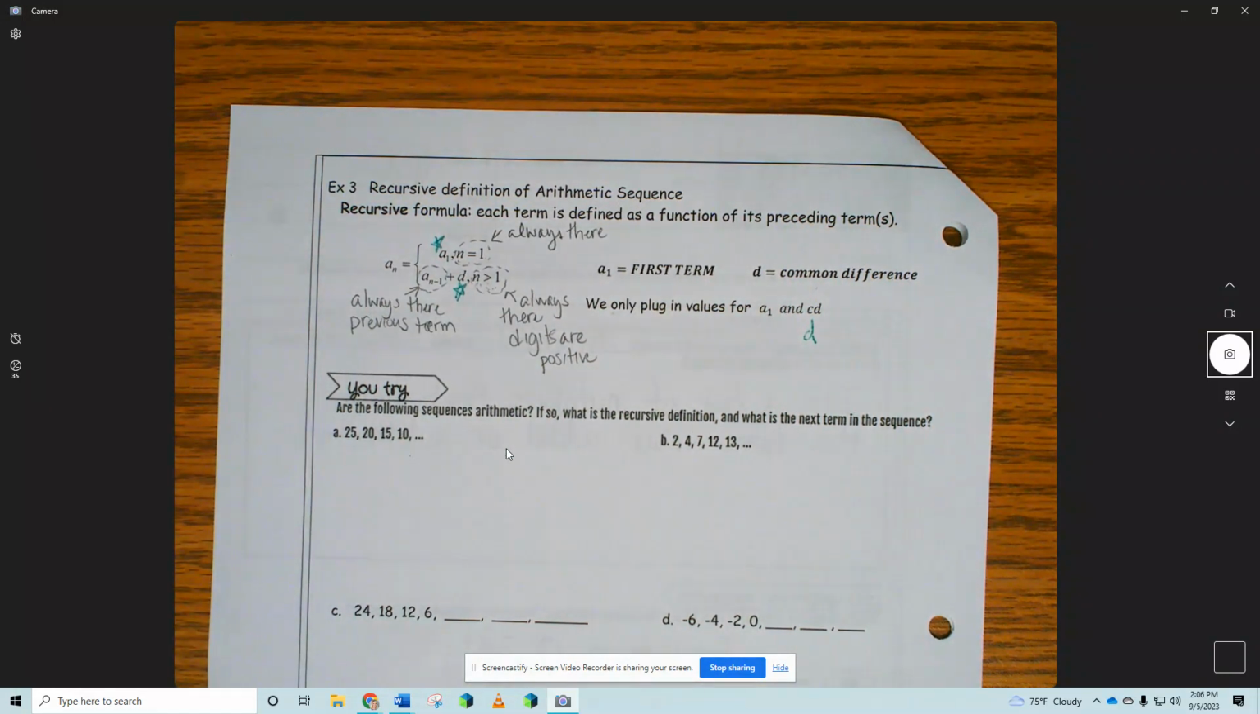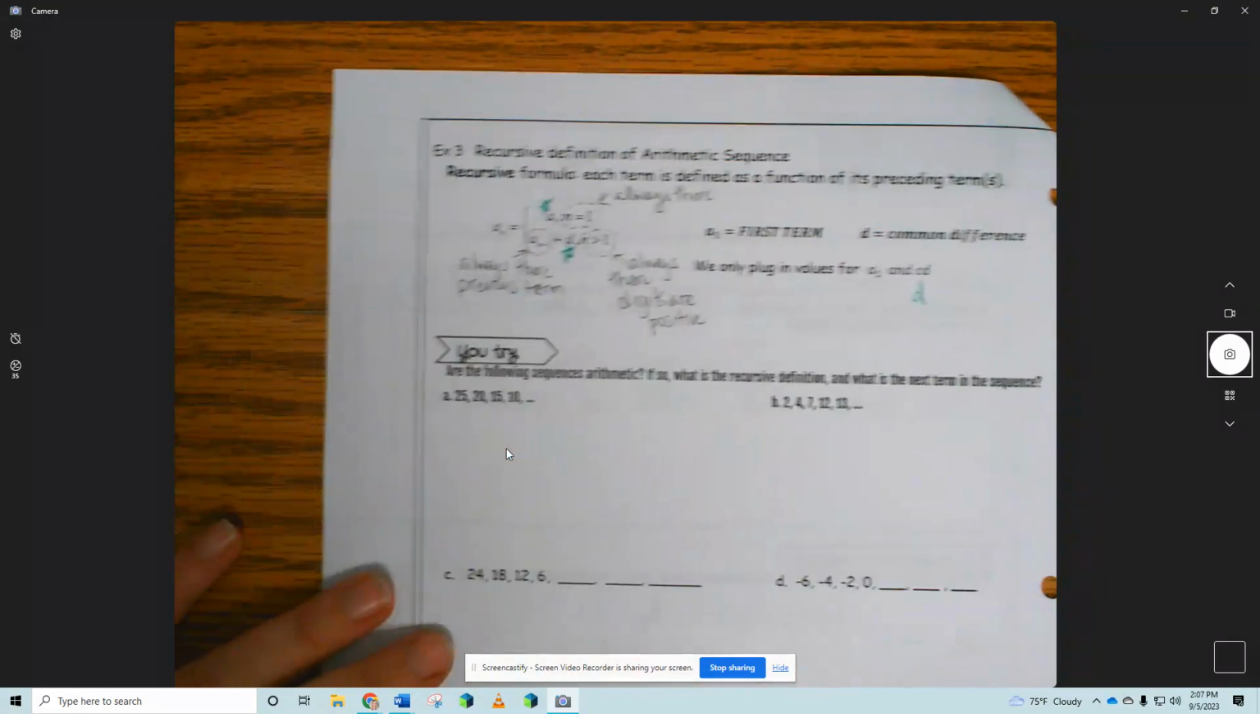So for the green star, top row, you're only going to replace whatever the first number in the list is. You then have to write n equals 1. Second row, you have to write a sub n minus 1. That has to be there. Then you're going to do a plus or a minus. Are we adding the same number? Are we subtracting the same number? Then you have to put n is greater than 1. That's part of it. It has to be there. Okay? So, let's try this.